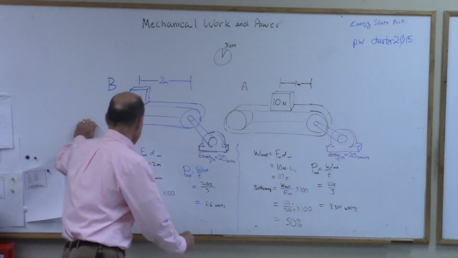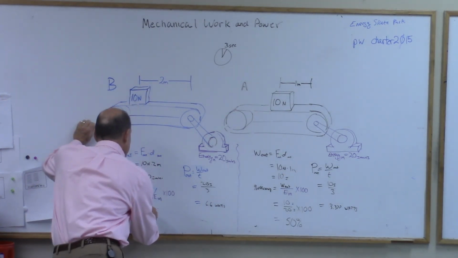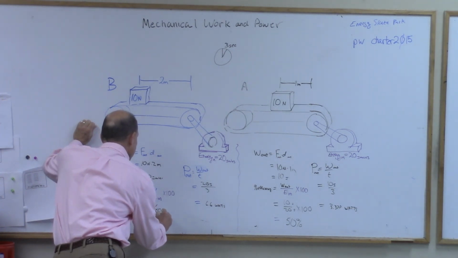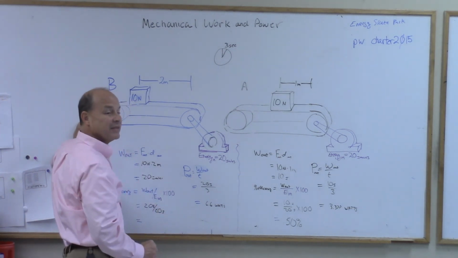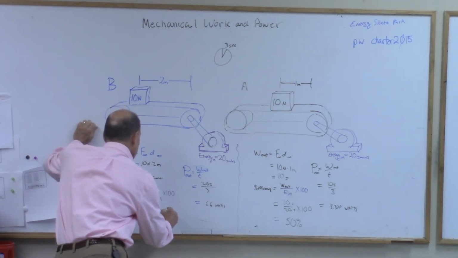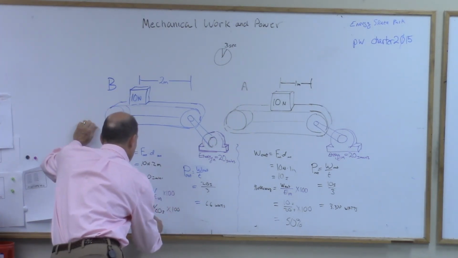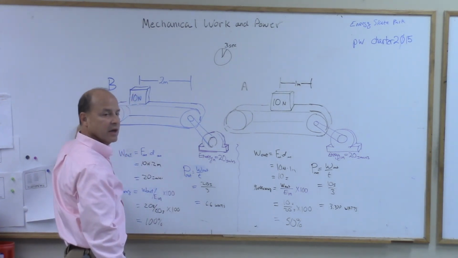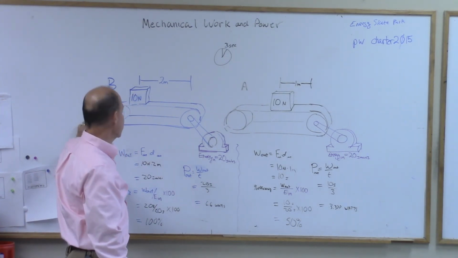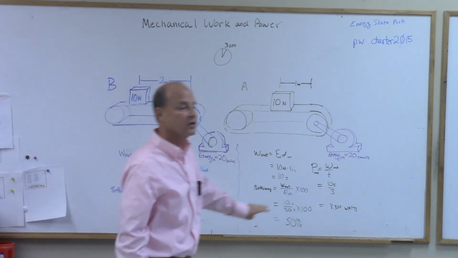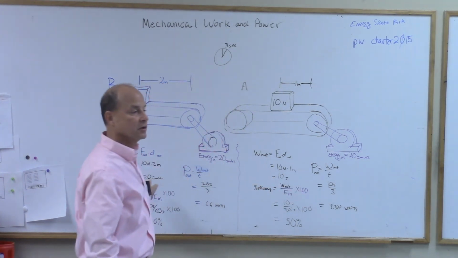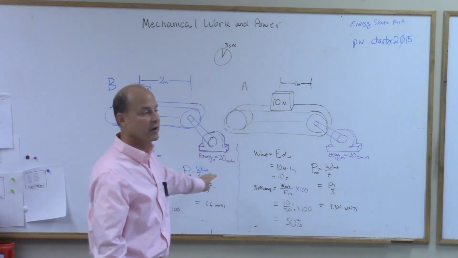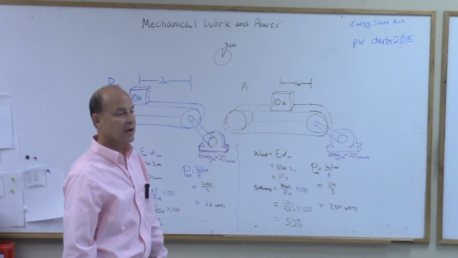Conveyor belt B, we're going to get 20 joules of work out of it for every 20 joules of work we put into it. That's 100% efficient. There aren't any machines that are really 100% efficient, but in this example, this allows us to compare two different conveyor belts that work at different rates.